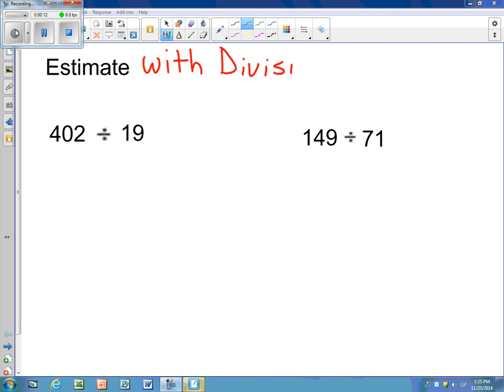Estimation with division is a little different than multiplication, addition, and subtraction. In those three operations, you just round both numbers. This one, I have to work on finding convenient numbers that I can use in my head. So the first thing that I do is I take my divisor and I round that number. So I round it to 20.